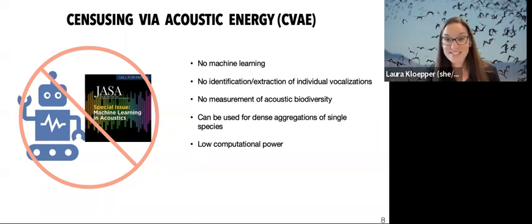So one of the benefits is that this approach uses very little computational power. It's just a couple lines of code, which lends itself very nicely for true autonomous sensing that I'm going to touch on in just a little bit.